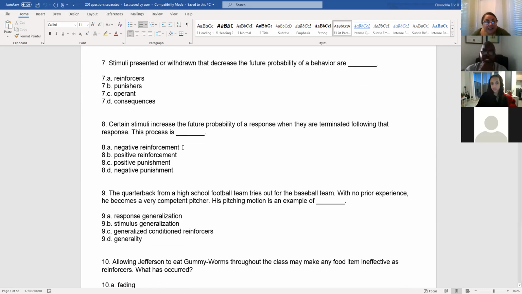So stimuli presented or withdrawn that decrease the future probability of a behavior are punishers. They are punishers. Is it B? Yeah, it would be punishers. I don't want to look at the answer until we're done, then I'll check if we're right or wrong. So, do we go with B? Yeah, B, because it says decrease.